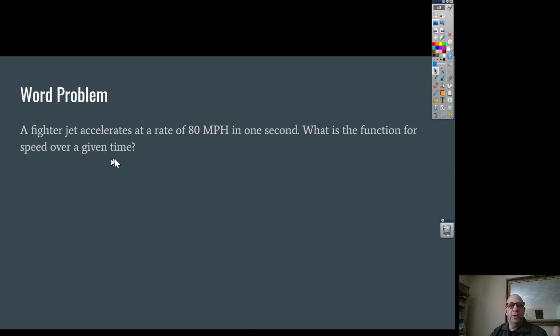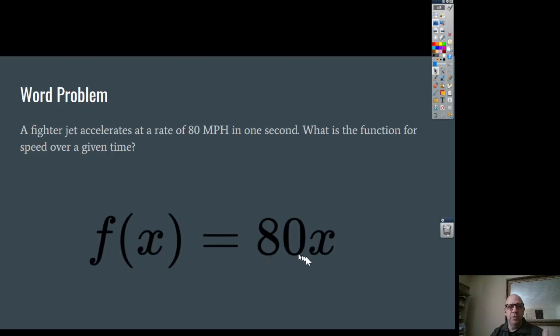A fighter jet accelerates at a rate of 80 miles per hour in 1 second. What is the function for speed over given time? Right? So the function would be 80 miles per hour per second. So in 1 second, it's doing 80 miles per hour. In 2 seconds, they're doing 160 miles an hour. And in 3 seconds, they're doing 240 miles per hour, going really fast, okay?